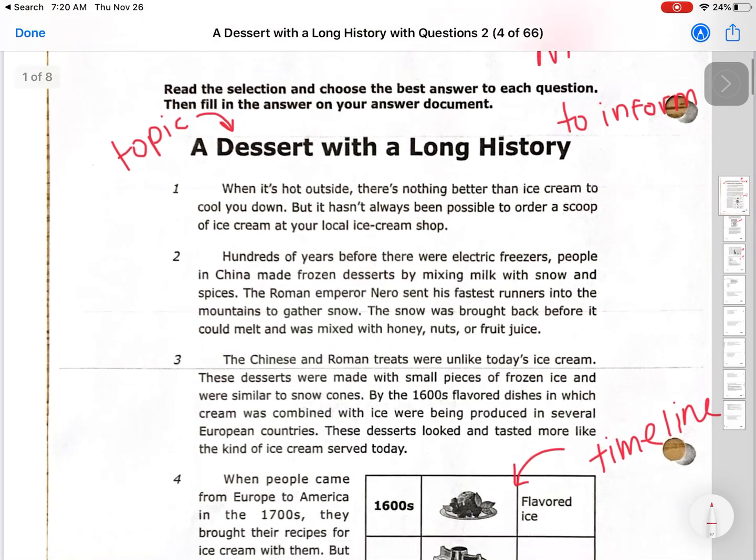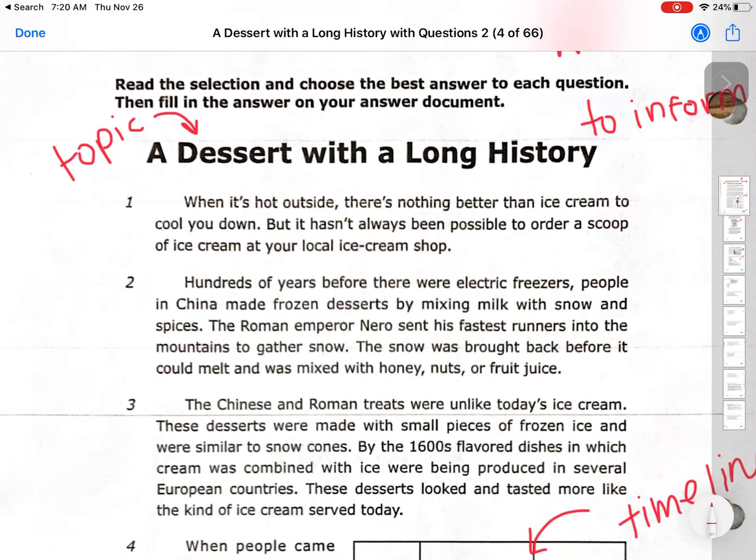So it looks like it's time to read now that our pre-reading's done. When it's hot outside, there's nothing better than ice cream to cool you down, but it hasn't always been possible to order a scoop of ice cream at your local ice cream shop. Sounds like an introduction to me.